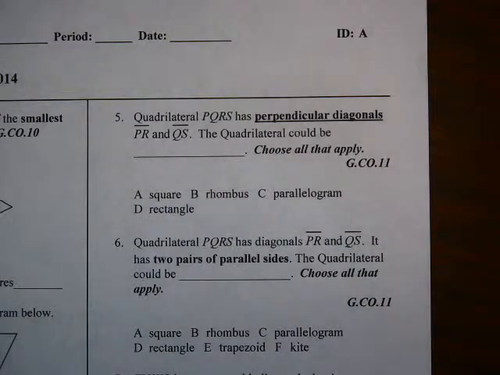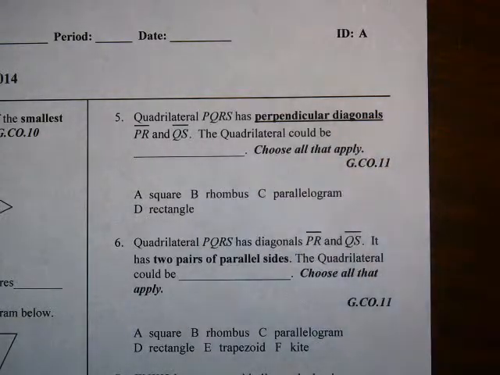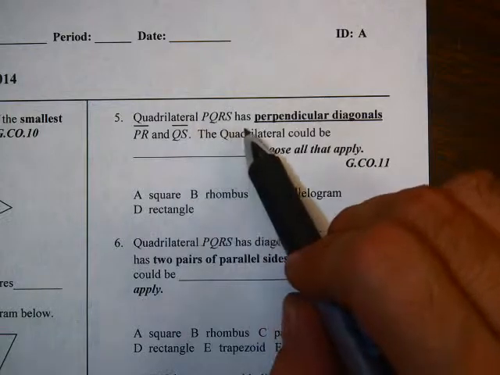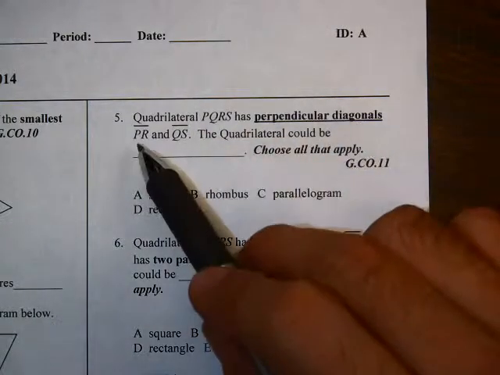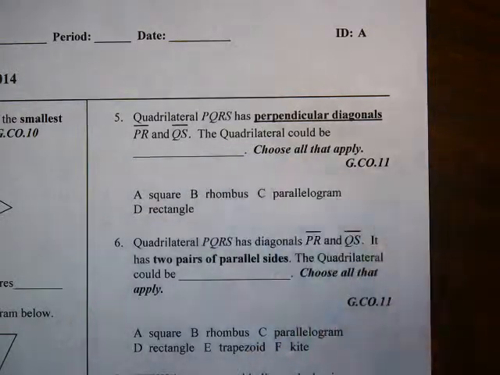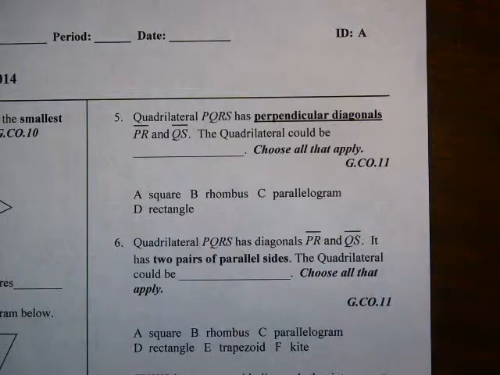For numbers 5 and 6, we're dealing with the facts about all these different quadrilaterals we've been dealing with. For number 5, quadrilateral PQRS has perpendicular diagonals PR and QS. The quadrilateral could be blank. Choose all that apply. So our options are square, rhombus, parallelogram, rectangle.